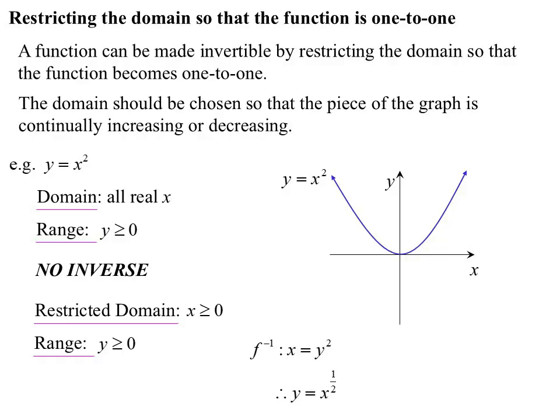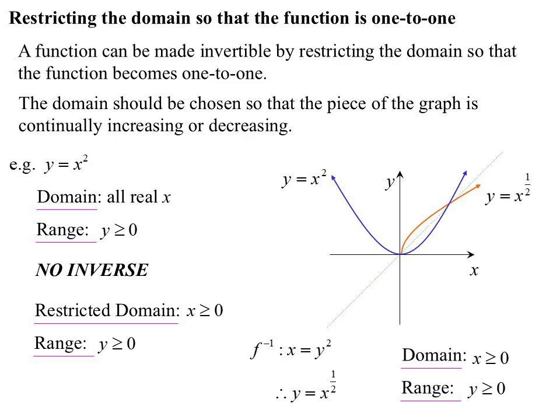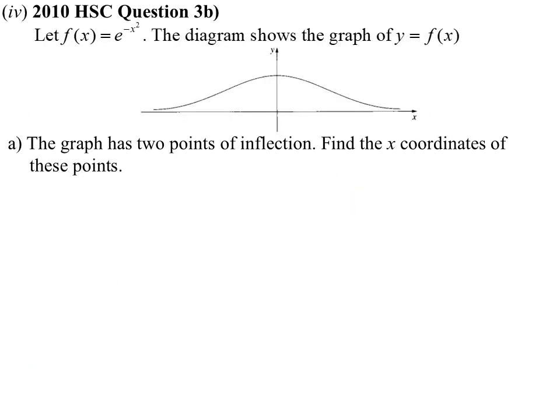Swap the x and y around to see what it is. It is y equals x to the power of a half, or the square root of x. And if I was to draw it on the same graph, reflect it, and there's what we get, the top half of the parabola.